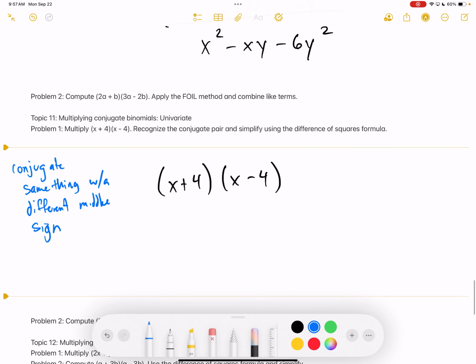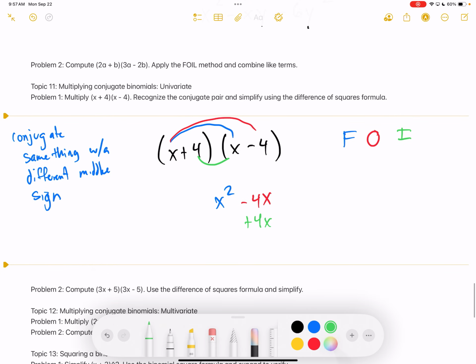I'll kind of show you what happens when we FOIL this out. So x times x is x squared. X times negative 4 would be negative 4x. So we got first, outside, x times 4 would be positive 4x. That's my inside. And then my last, 4 times negative 4 would be negative 16.